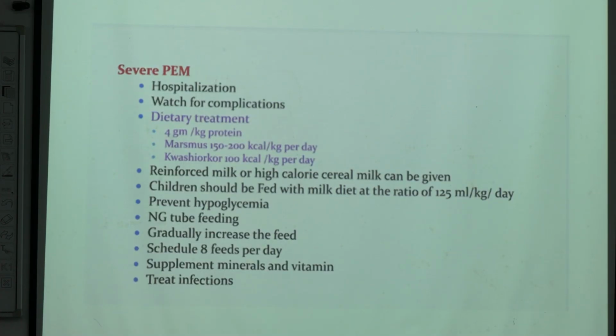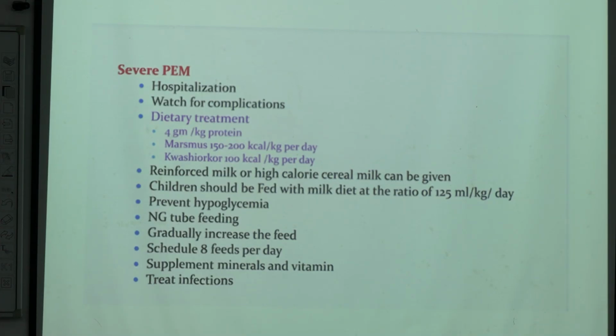Severe PEM: again, hospitalization, watch for complications. There are plenty of complications which can occur. Dietary treatment: 4 grams per kg of protein. Marasmus: 150 to 200 kilocalories. Kwashiorkor: 100 kilocalories per kg per day. These are the standard treatments given.